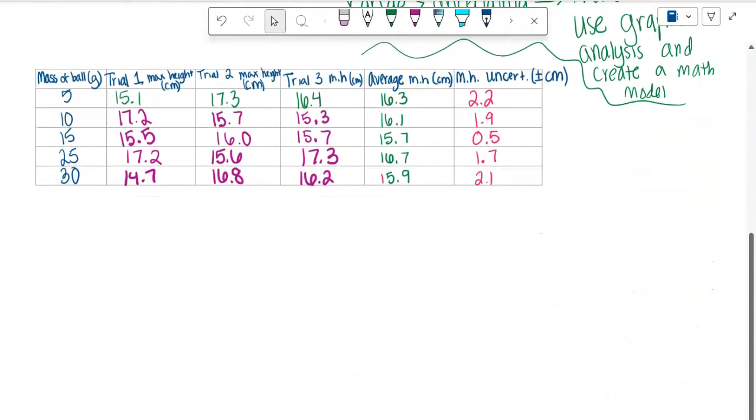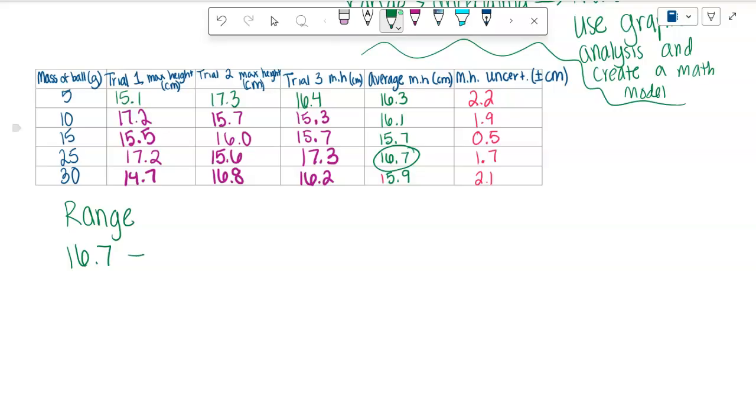So here, this is actually from our designing experiments video. Had to play with the numbers a little bit, but what we see here is if we look at our range, when we take our maximum value, that's our 16.7, minus our minimum average value, our 15.7, we get a range of 1 centimeter.